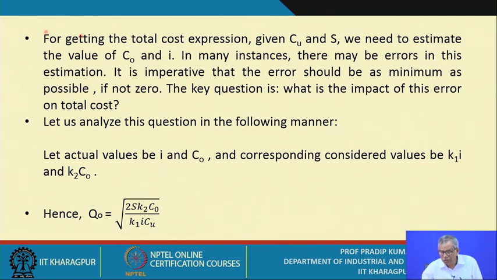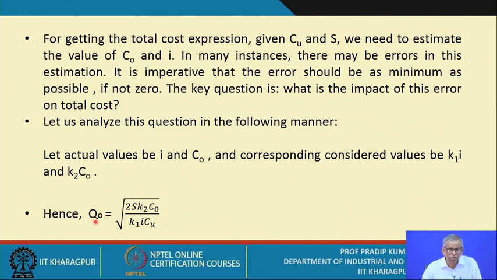So the key question is, what is the impact of this error on total cost? Here is one derivation. Let us analyze this question in the following manner. Let the actual values be I and CO, that is, the actual inventory carrying cost is I and the ordering cost per order is CO. And the corresponding considered values, that is the estimated values, are small k1 into I and small k2 into CO. Hence, we will actually be using these two values, k1 into I and k2 into CO.